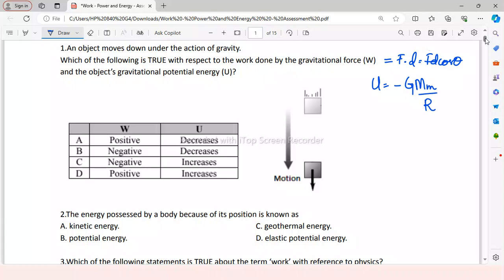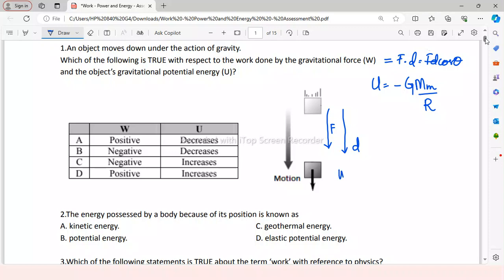See, they are saying that the object is moving vertically downward. It is moving closer to the Earth. So this must be the direction of displacement. And they are asking you to calculate the work done by the gravitational force. So we must put in the direction of force of gravity, that is vertically downward, because gravity always acts towards the Earth, right? So in this case, we say that F and d are both parallel to each other.